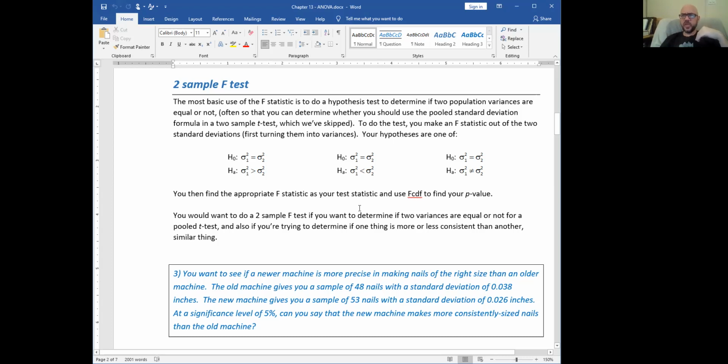There is a two-sample F test function in your calculator, at least in the TI 83s and 84s. But honestly, it's so easy to do by hand, you barely even need it. So let's see what this looks like. Now, again, when we're talking about standard deviations and variances, the English word that we end up using a lot of the time is consistency.